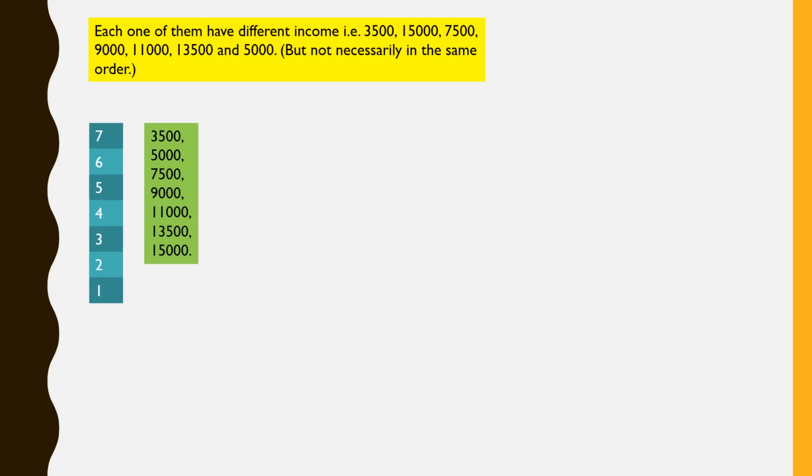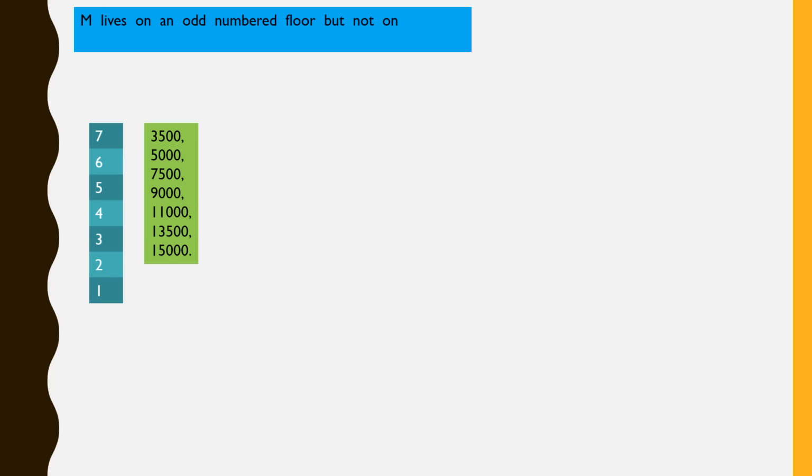The next statement is: M lives on an odd number floor but not on floor number 3. Since M lives on an odd number floor, it can be either 1, 3, 5 or 7, but it is given that he does not live on floor number 3, so he is living on floor number 1, 5 or 7.